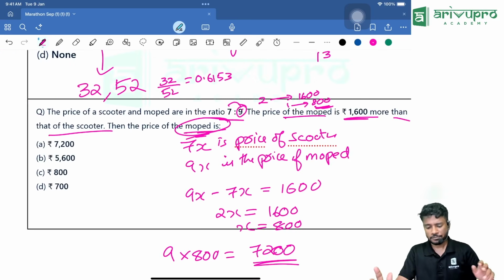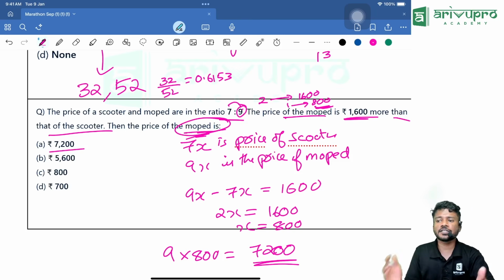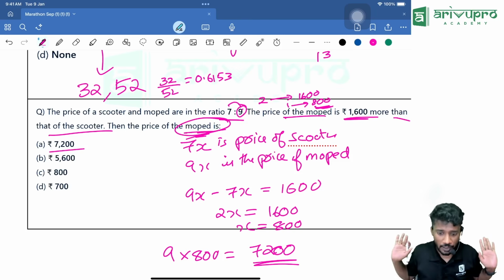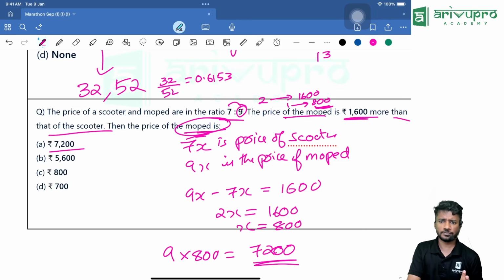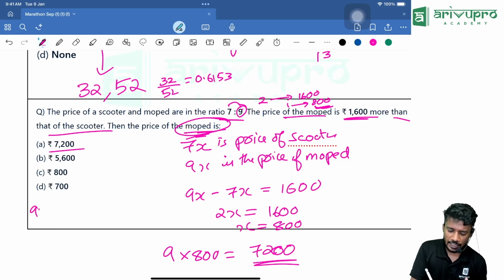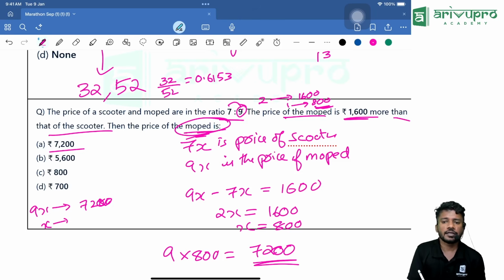Okay? Yes. Or another method is, too many methods are there. Whatever you want, you take. Another method is, you can assume using options. You will take 9x is 7,200. Then x will be how much? 800. Then 7 will be how much then?